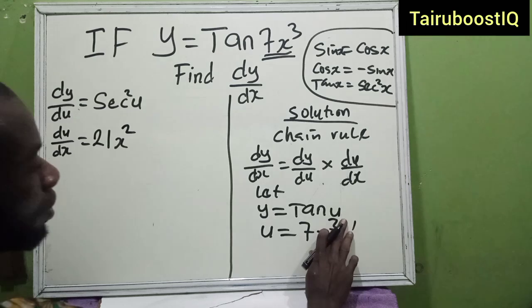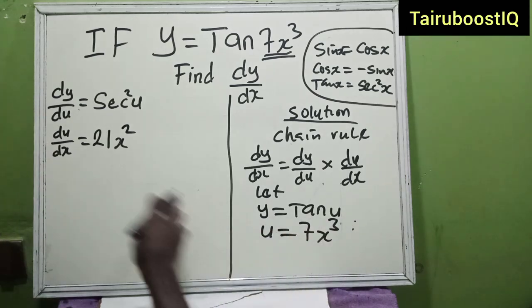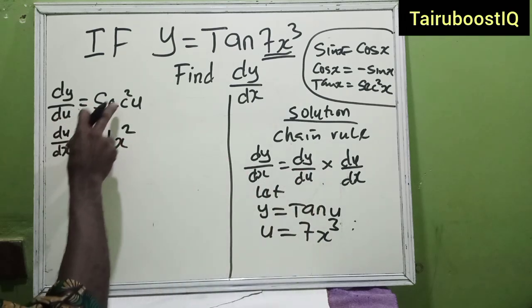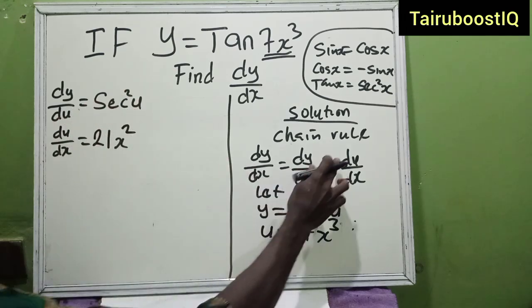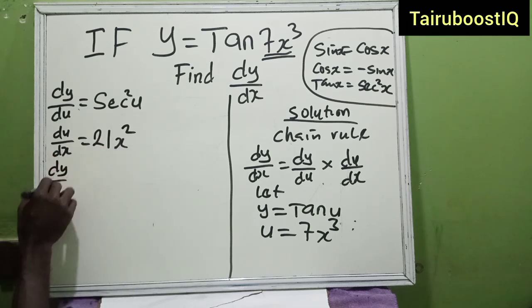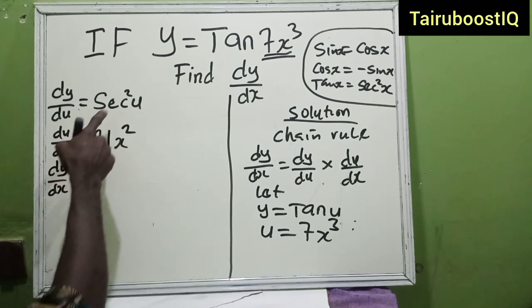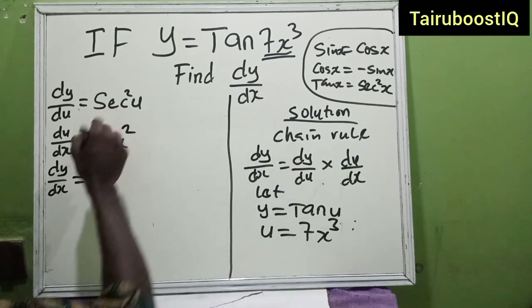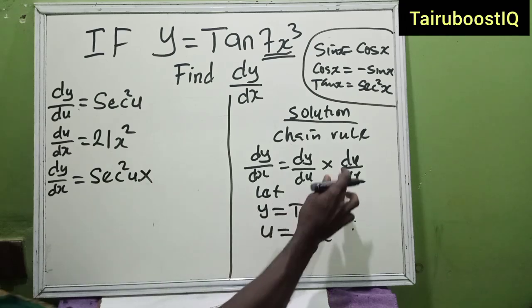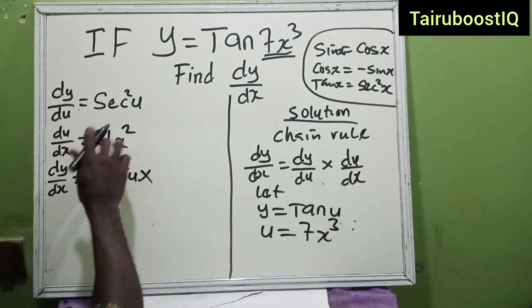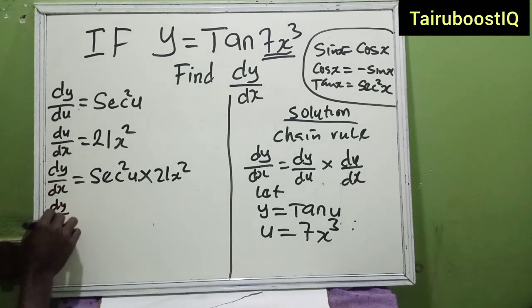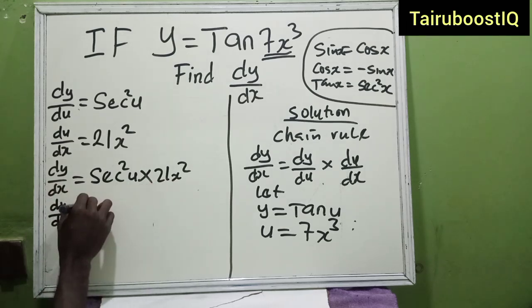So the derivative of 7x raised to power 3 is 21x squared. Now we have our dy du to be sec squared u, and we have our du dx to be 21x squared. So to find dy over dx now, in place of dy du, we are going to put sec squared u, and in place of du dx, we are going to put 21x squared.